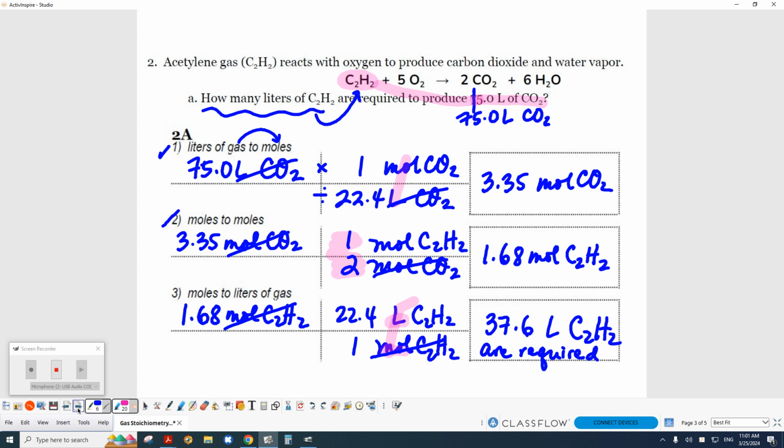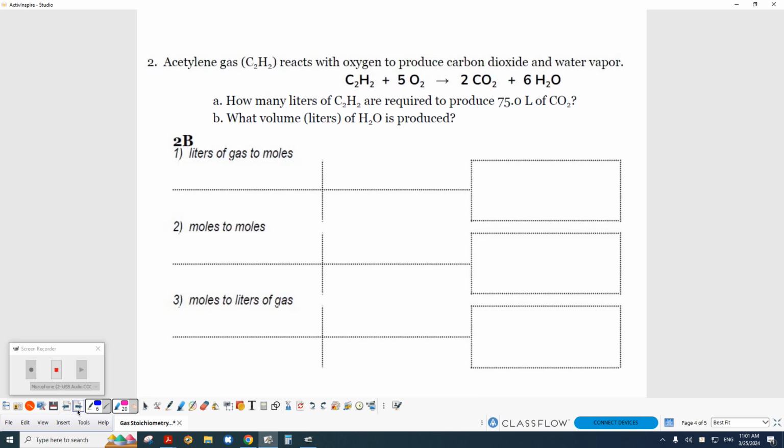Now let's try question 2B. In question 2B, we use the same given. Given that we have 75 liters of CO2. It's important to know where we're starting from.